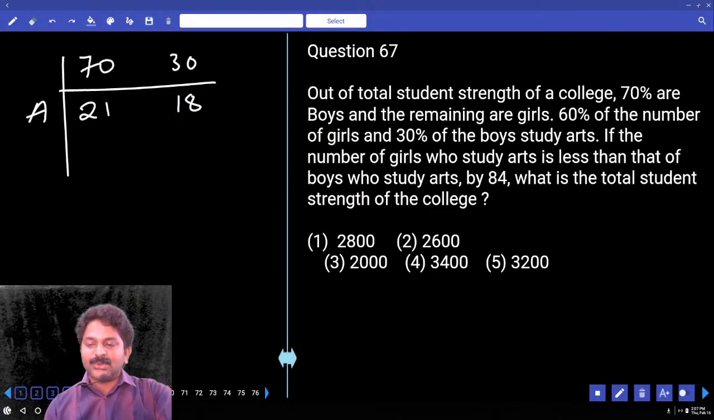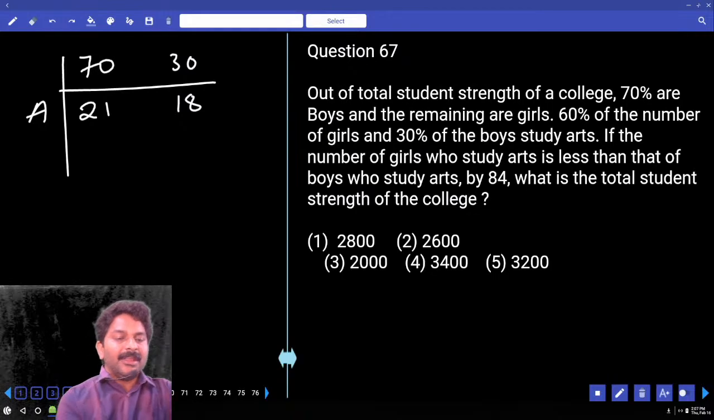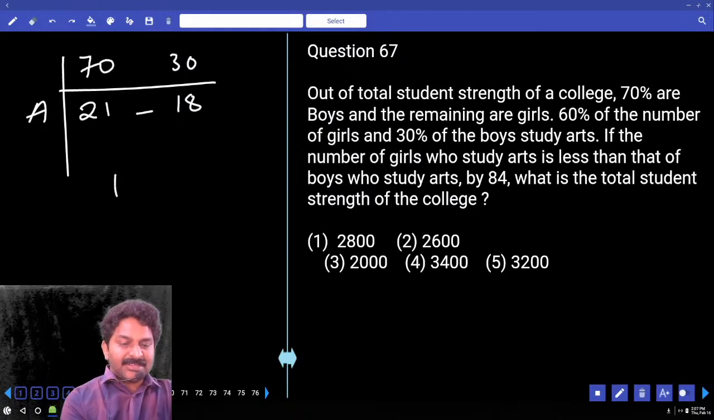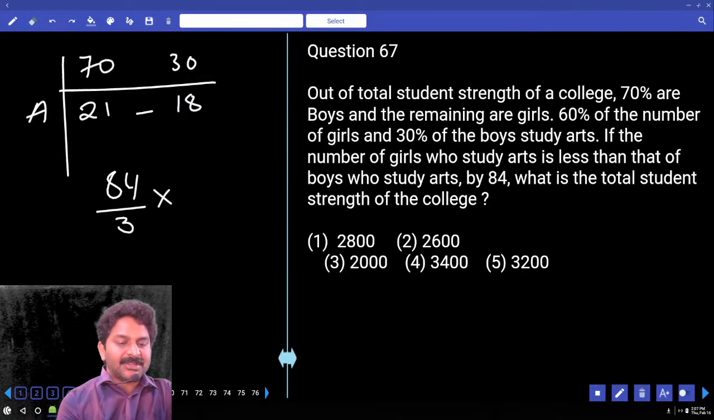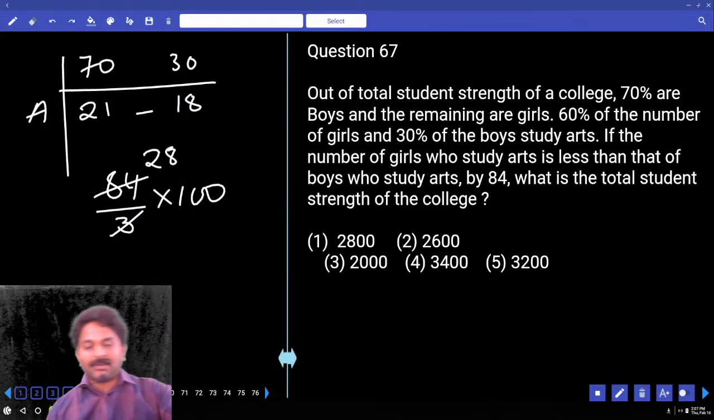If the number of girls who study arts is less than that of boys study arts by 84, difference is 3%, which is equal to 84. 1% is 28. Total strength of the college, 100% into 28 times, 2800.